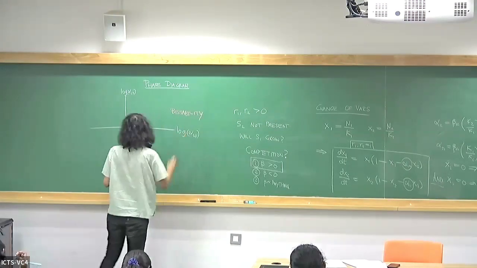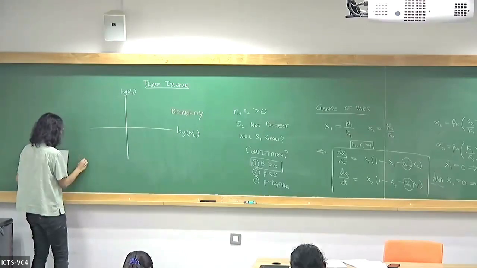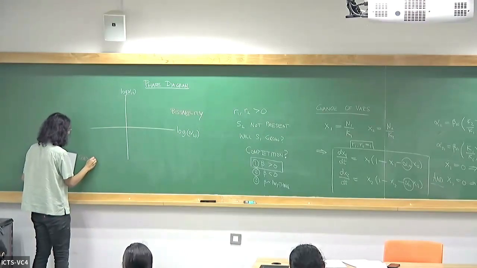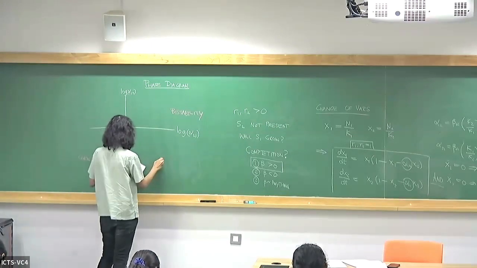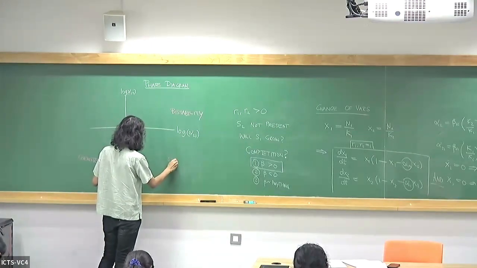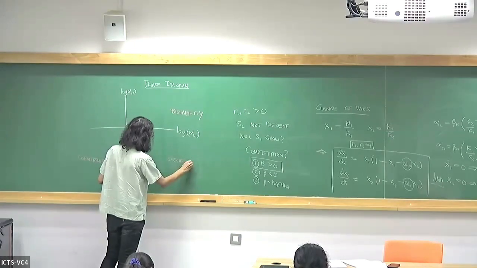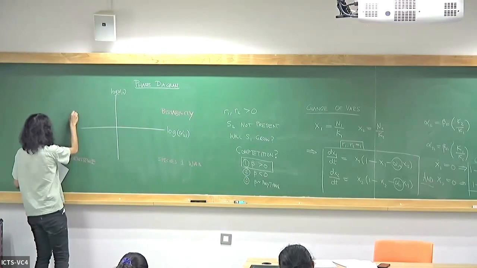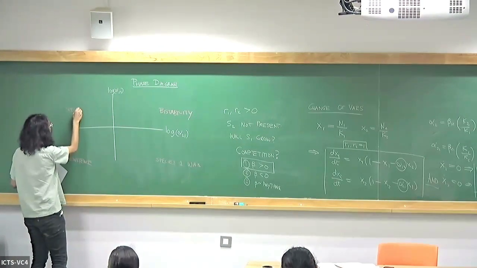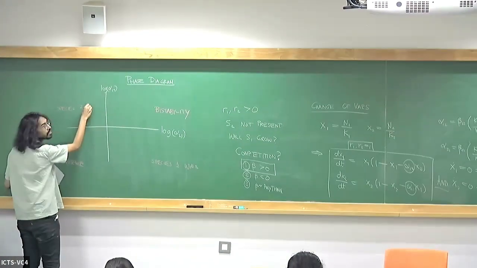In this case, we'll see that there are these 4 qualitative things that you see. On this side, you see bistability. On this side, you see coexistence. On this side, you see that species 1 will win. And on this side, species 2 will win. And we'll go through one of these cases now to get a sense of it.